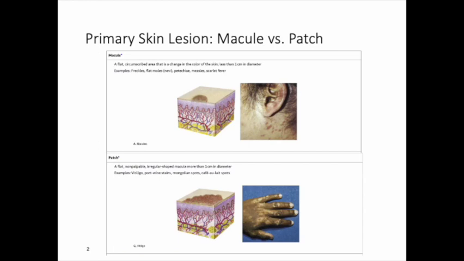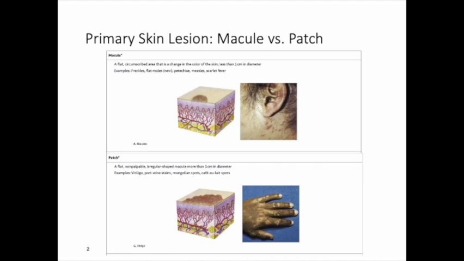A perfect example of a macule would be a freckle or a flat mole, nevi. Petechiae can also be considered a macule as long as it's under a centimeter in diameter, but it has a vascular origin. You might see macular rashes in measles and scarlet fever.